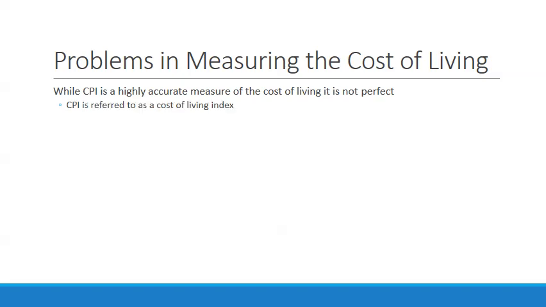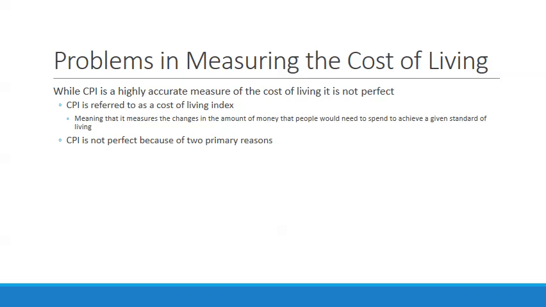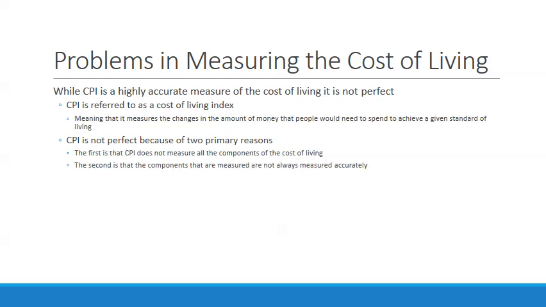Now it's referred to as a cost of living index. So it measures changes in the amount of money that people would need to spend to achieve a given standard of living. But there's two primary reasons as to why it's not perfect. Number one, it doesn't measure all the components of the cost of living. And second, the components that are measured aren't always measured accurately.